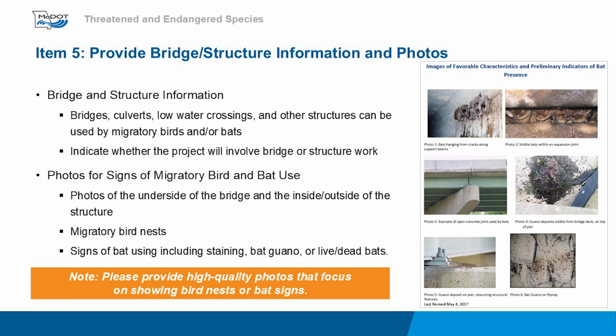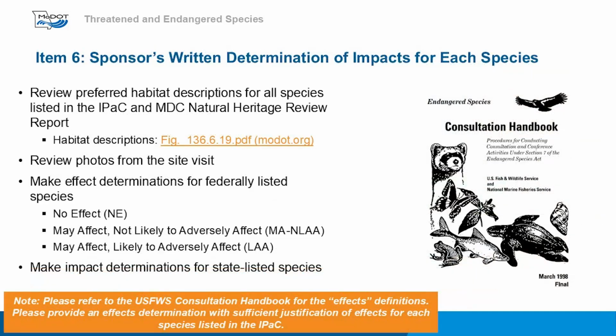If areas of a bridge or culvert cannot be seen in the photos, or if the photos are low quality and features cannot be clearly identified, you may be required to retake the photos. The next piece of information required for threatened and endangered species is the local public agency sponsor's written determination of anticipated impacts to each species listed in the IPAC official species list and MDC Natural Heritage Review report.